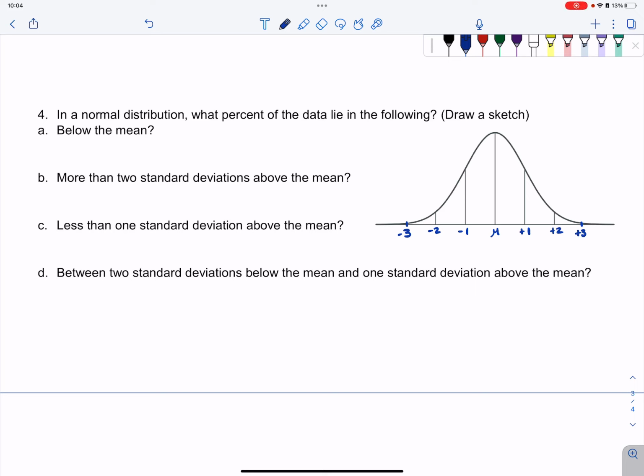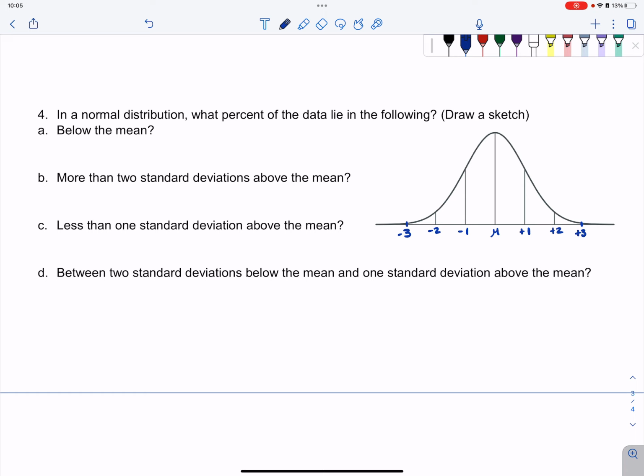So now we're going to use our normal distribution and the empirical rule to be able to answer some questions about what percentage of the data lies in different regions of our distribution. So the first thing to do with this is to create a sketch of our normal distribution so that we can label it and then use that to answer our questions.